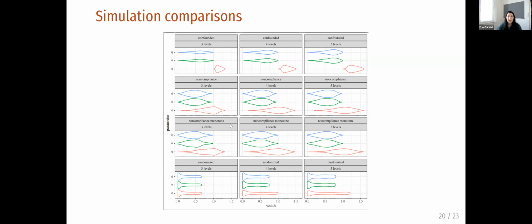So in the non-compliant setting, assuming monotonicity, we see an interesting pattern that they're very similar bounds to the non-compliance setting not assuming monotonicity.